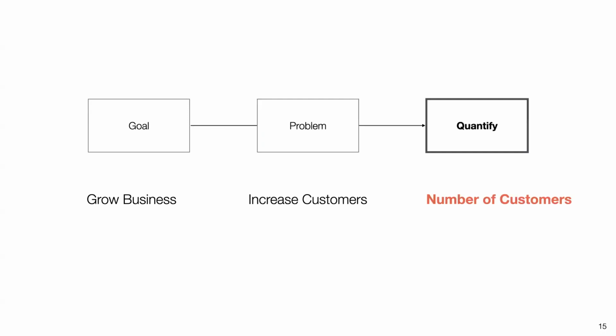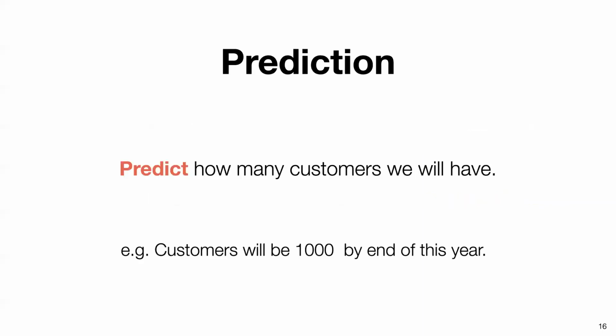Let's say the first step is that we want to track the number of customers. This is very obvious, I'm not talking about anything special here. We want to monitor this number, let's say 10 customers or 15 customers, or whatever that is. Then we can start talking about how we can increase customers from 10 to 20, or 10 to 50, or whatever. So number one is prediction: predicting how many customers we will have, for example, by the end of this quarter or the end of this year.